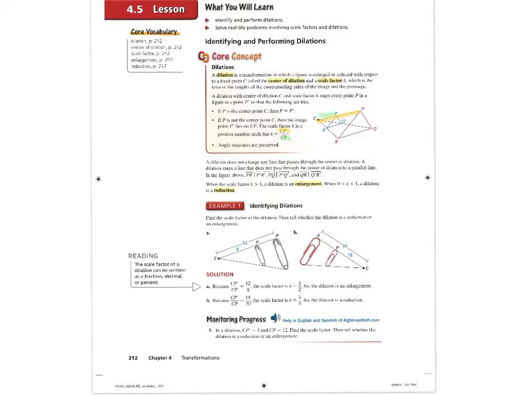Our second example, part B, says CP is 30 and CP prime is 18. So when we identify the ratio of 18 divided by 30, our scale factor reduced is 3/5, which is less than 1 but greater than 0, therefore a reduction.